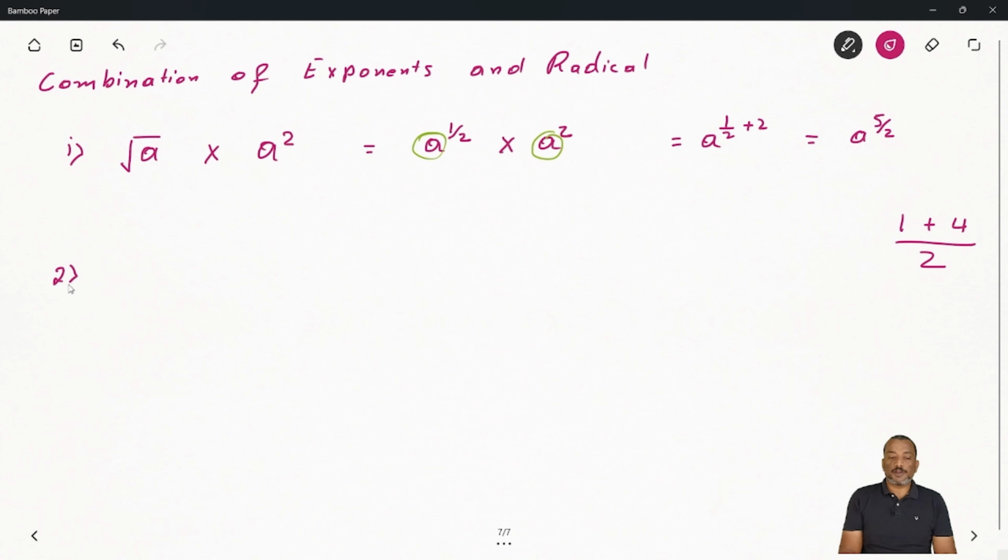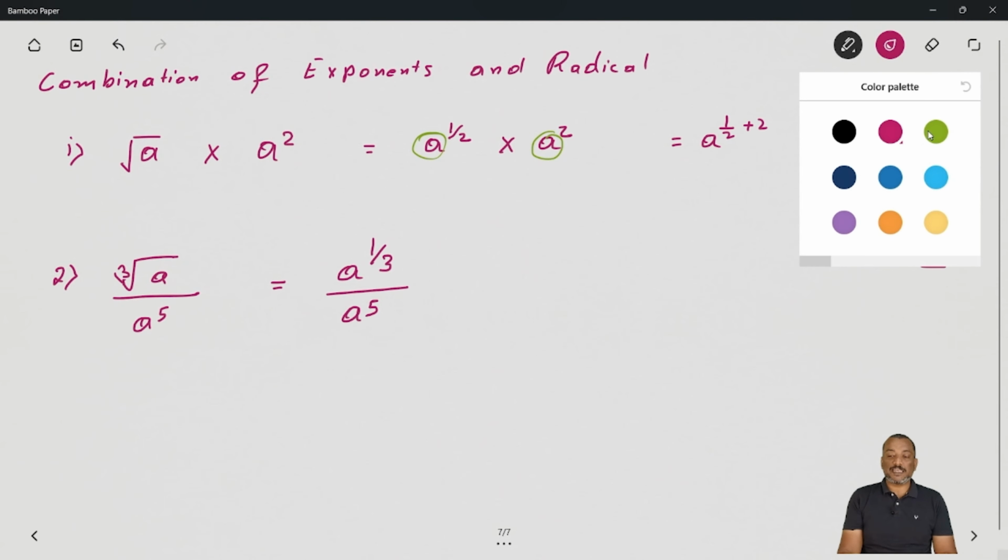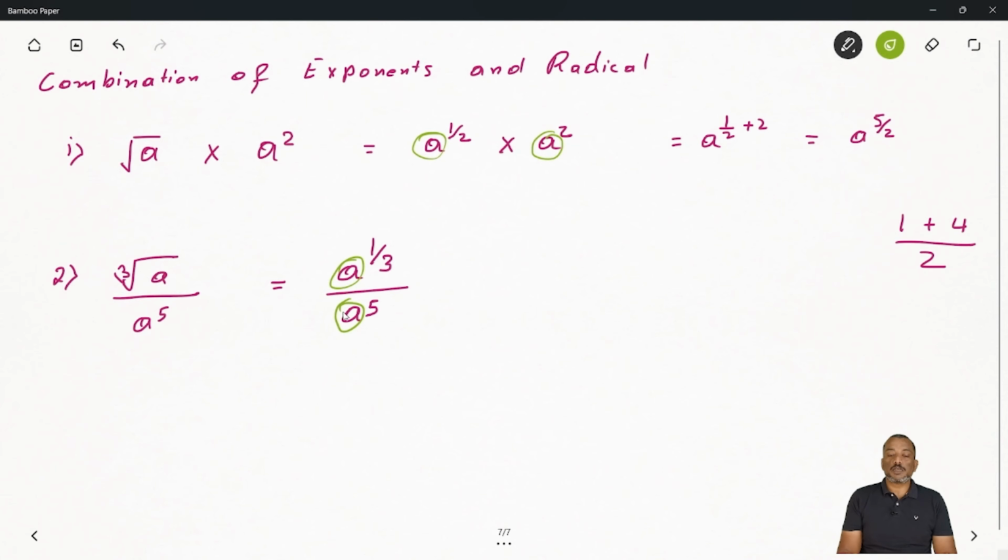In the same way, take another question: suppose you are given a cube root, divided by a to the power 5. How can we do this? Simple: a cube root means we can write a raised to the power 1 over 3, over a to the power 5. Now both have the same base, so we apply the quotient law: a raised to the power 1 over 3 minus 5.